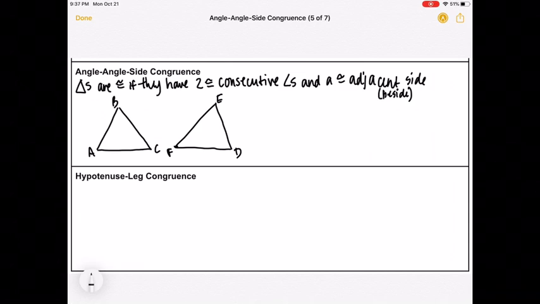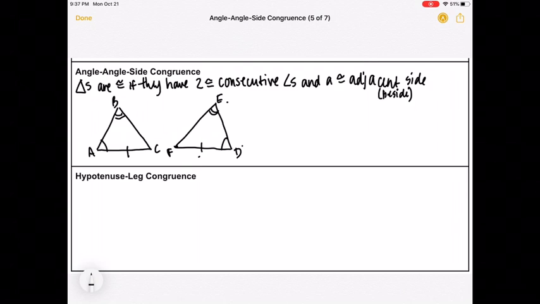Okay, so if they say that, let's do BAC is congruent, so that's right here, is congruent to EDF, so right here. Then maybe they say that DEF there is congruent to ABC here. And then lastly, side AC is congruent to side FD. All right, so here we have angle, angle, side.